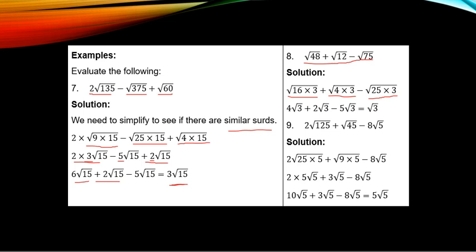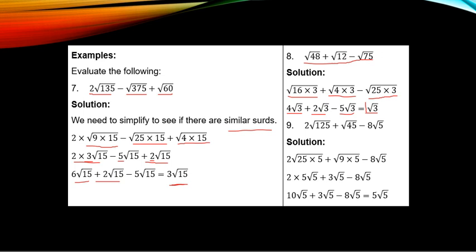Root 16 is 4. You are left with root 3. Root 4 is 2 times root 3. 25, the square root is 5 times root 3. If you add 4 root 3 plus 2 root 3, you have 6 root 3, minus 5 root 3, you have 1 root 3, also written as root 3. The coefficient of 1 here is always invisible. It's only attached from 2, 3, and so on.